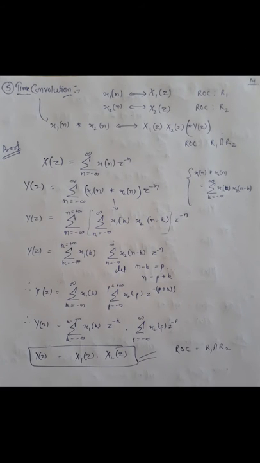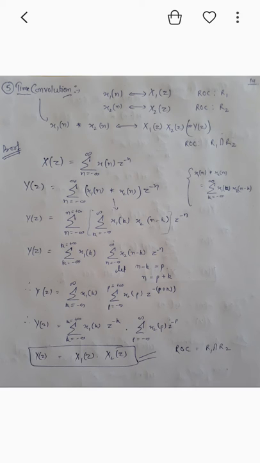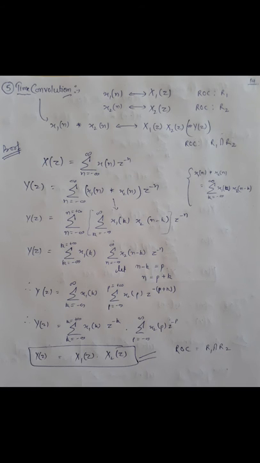Next property is the time convolution property. It says that if x1[n] has Z transform X1(z) and x2[n] has Z transform X2(z), then time convolution, meaning convolution in the discrete time domain, x1[n] convolution x2[n], will result in Y(z), or you can say X1(z) into X2(z), and the ROC will be the intersection of R1 and R2.